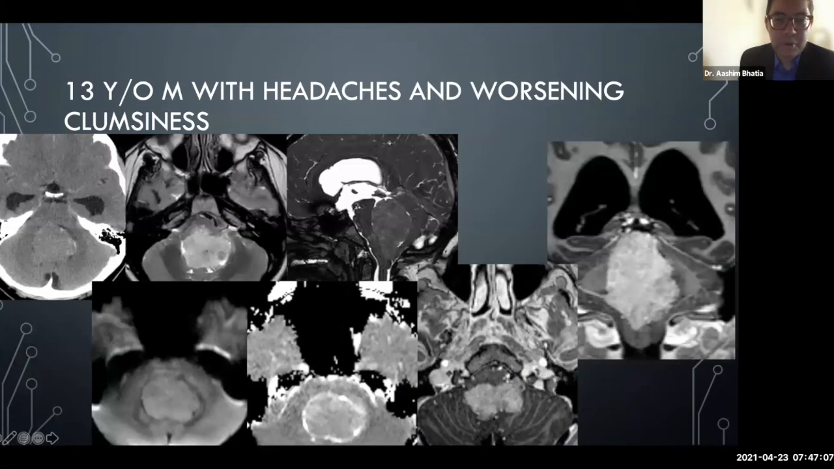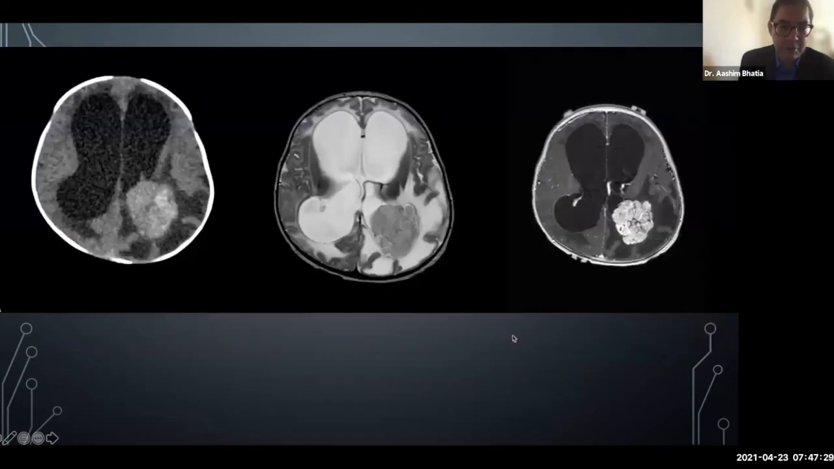Here's another example. This one's actually centered in the fourth ventricle. So this is the post-contrast T1. You get that frond-like enhancement. And you also have a coronal post-contrast showing the frond-like enhancement. There's facilitated diffusion. But when you see that enhancement pattern, very diffuse enhancement, frond-like, think choroid plexus papilloma.